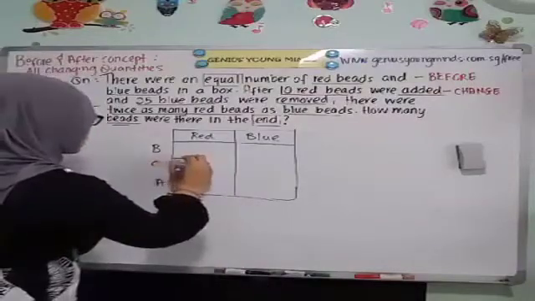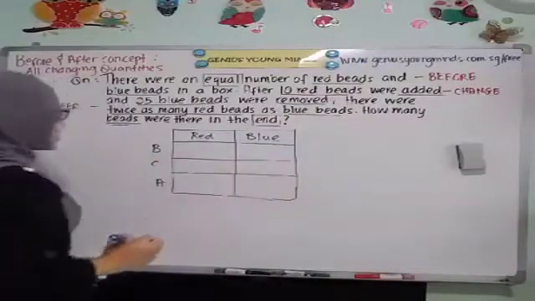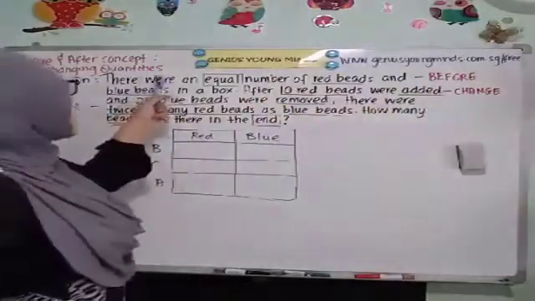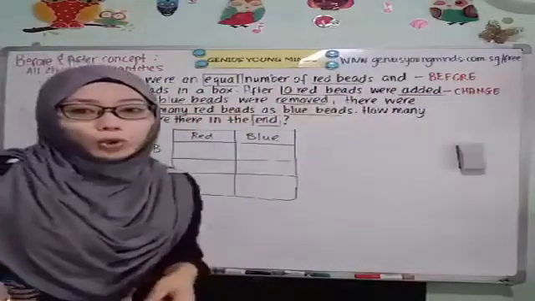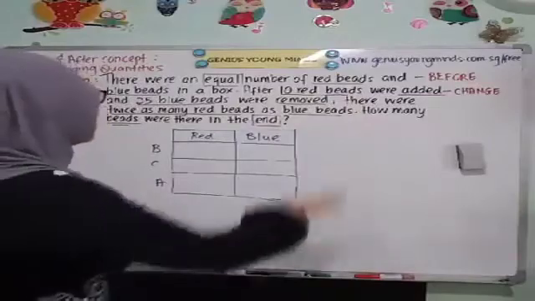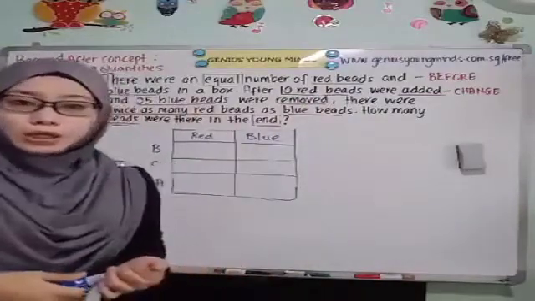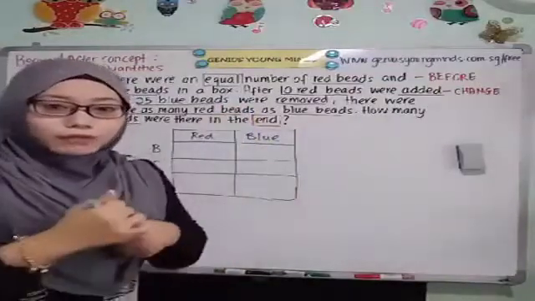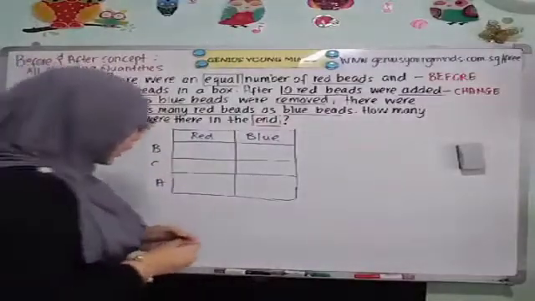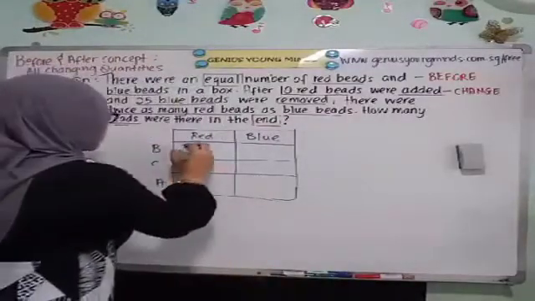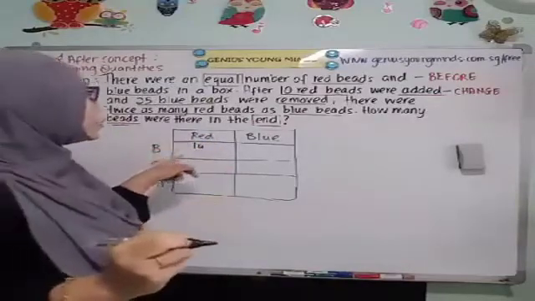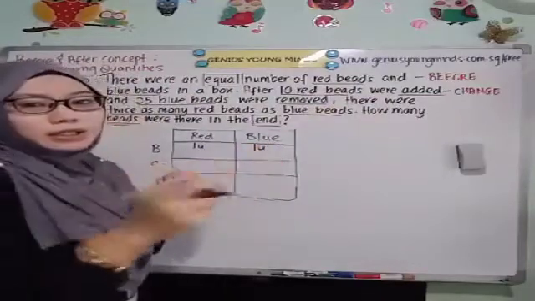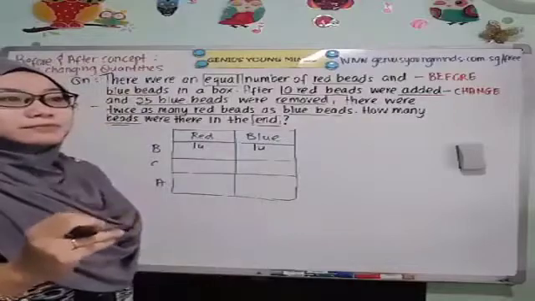Now we are going to put in all the data that's given to us. Let's look at the before. They say there were an equal number of red bits and blue bits. Do you know how many units of red bits and how many units of blue bits? You do not know. But what you know is, they say equal number of red bits and blue bits. So if you have equal, what do we put inside here? We actually put it as 1 unit of red bits and 1 unit of blue bits.